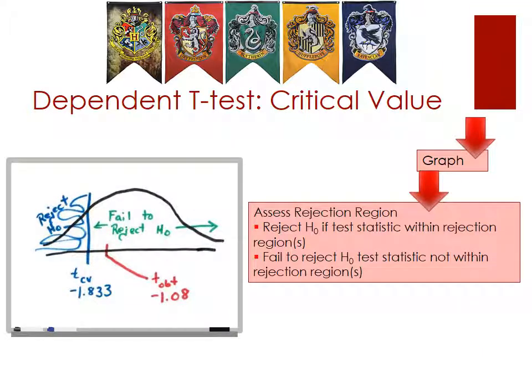And my next step is I need to assess the rejection region. So I'm going to reject my null if the test statistic is within the rejection region, and I'm going to fail to reject the null if the test statistic is not within the rejection region. So if we're looking at this, where does my t obtained fall? We're going to fail to reject the null. It's falling within the fail to reject the null region.